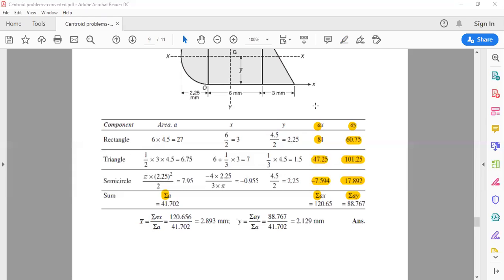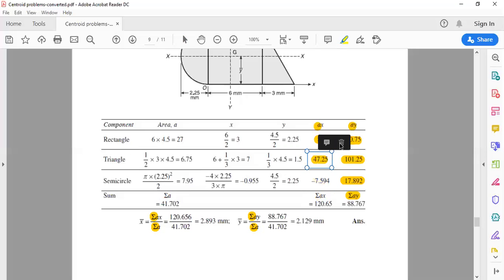Okay. So once we are done with the calculation of the summation of area, summation of Ax and summation of Ay, we are going to put it in the form of a formula to get the final X bar and Y bar. So final X bar is sigma Ax divided by sigma A, and final Y bar is sigma Ay divided by sigma A, which will give me the final X bar and Y bar.